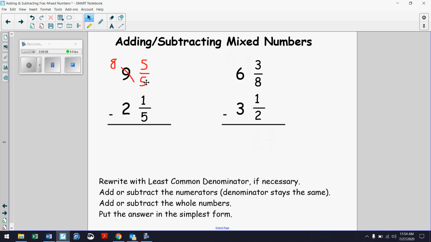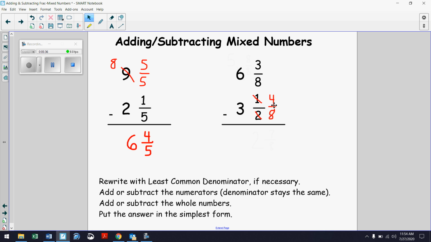So once I've done that, I'm just going to follow my steps. I'm going to subtract my numerators. I'll get 4 over 5, and then subtract my whole numbers and make sure that I have a simplified fraction, which I do. I'm going to follow the same steps over here. So I don't have common denominators, so I'm going to make this one the same as the one above. So I know 2 times 4 is 8. So I'm going to make that 4 over 8.